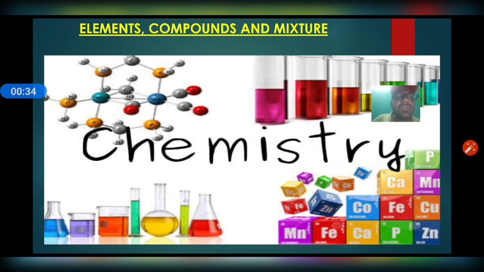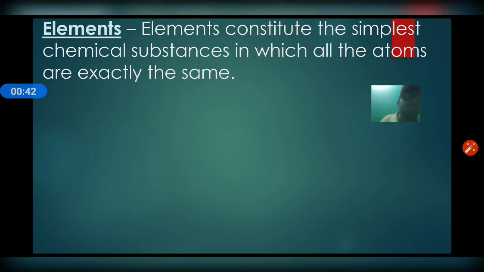In this lecture we will talk about elements, molecules and compounds, and how they are formed. Now, what is an element? Elements constitute the simplest chemical substances in which all atoms are exactly the same. Yes, an element is the smallest particle of any substance, made up of only one kind of atom.